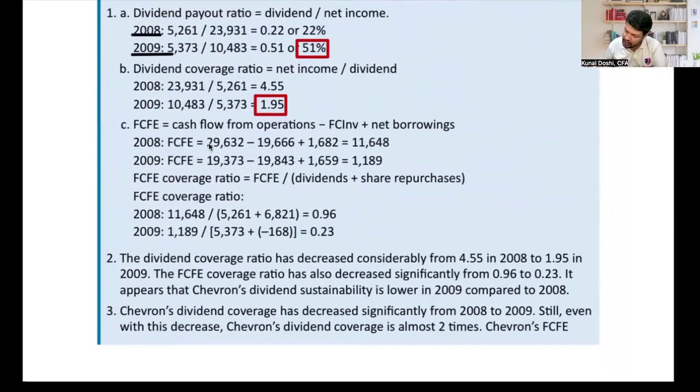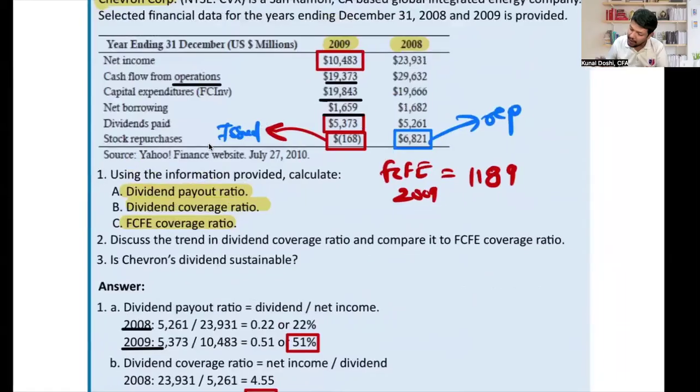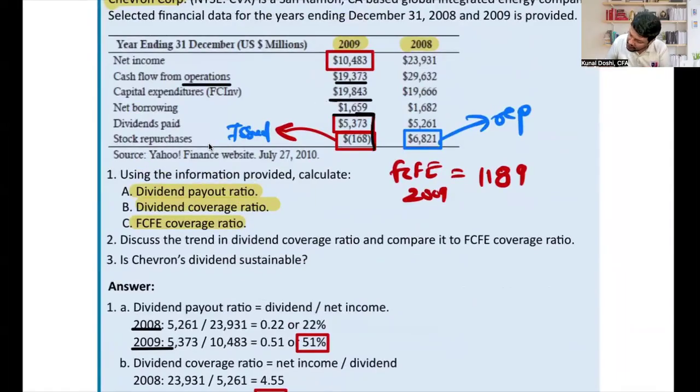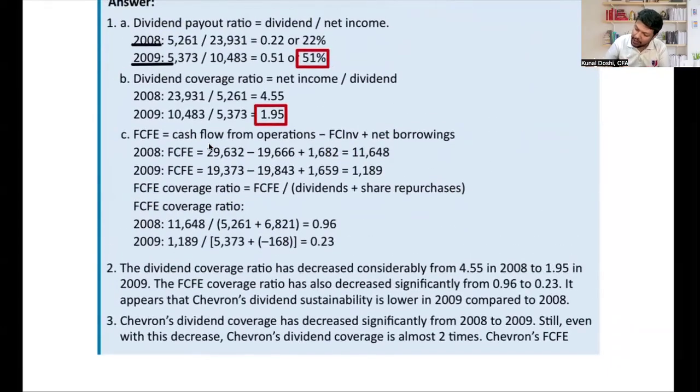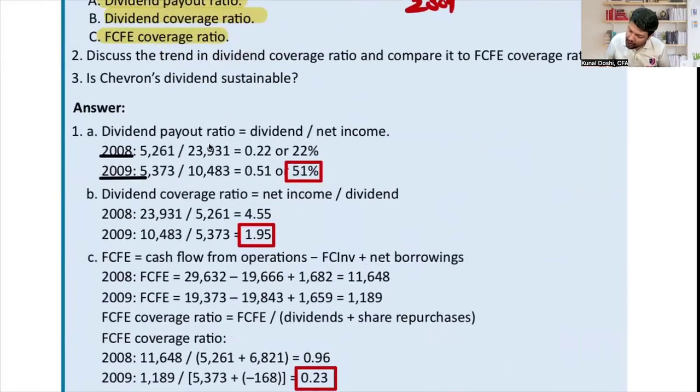Clear. So for 2009, for FCFE coverage, I will take this and divide it by the net of these two. So 5373 minus 1682, recall 1 divided by recall 2. You will get an answer of 0.2284, that is 0.23. Now, of course, you can calculate this easily, but see the trend. What's happening? The payout ratio has increased. Correct? Of course, so then the coverage ratio will fall.